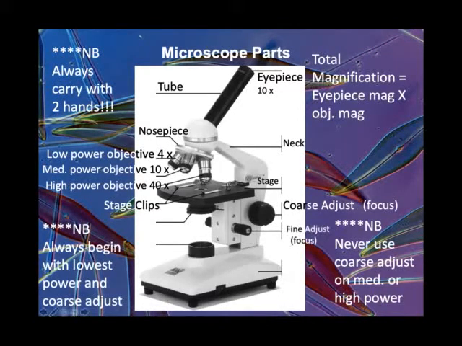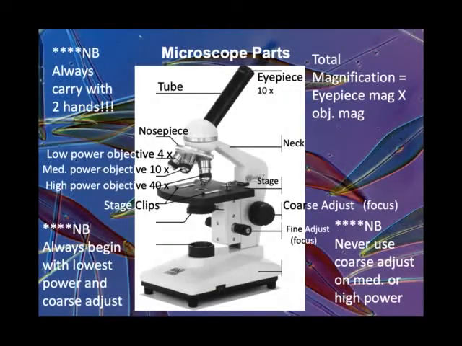The fine adjust: once you get it into focus with the coarse adjust, then you can just sharpen it up with the fine adjust. You're only going to use the fine adjust when you go to a higher power, medium or high power, to make sure that you see it.